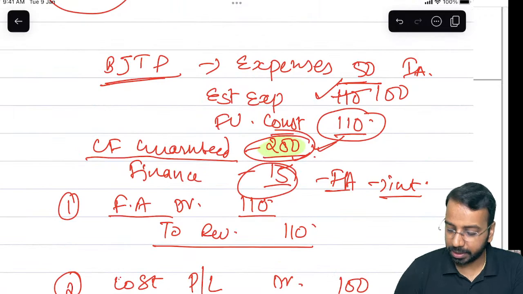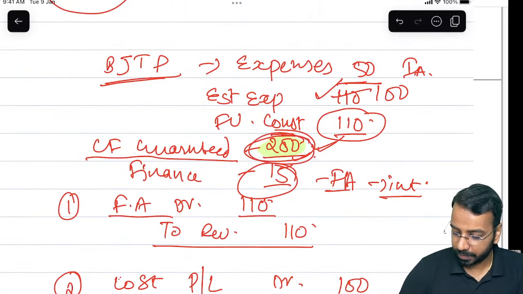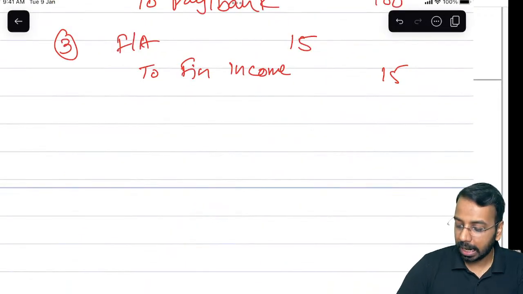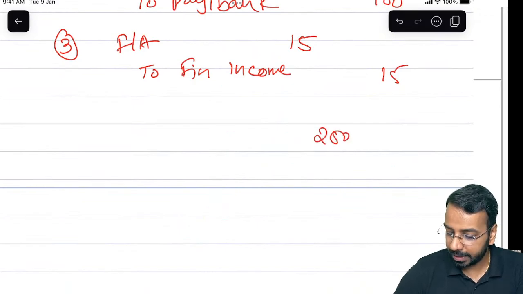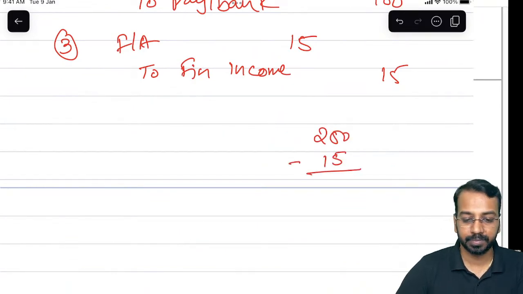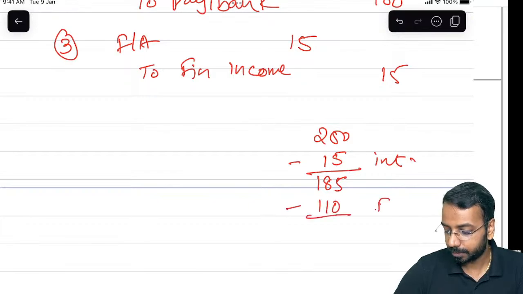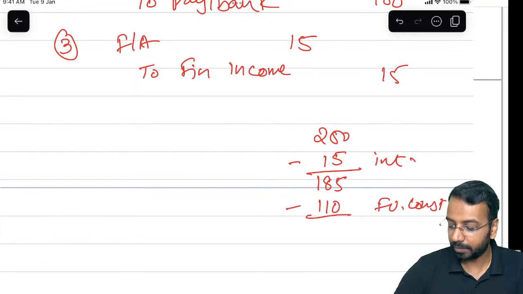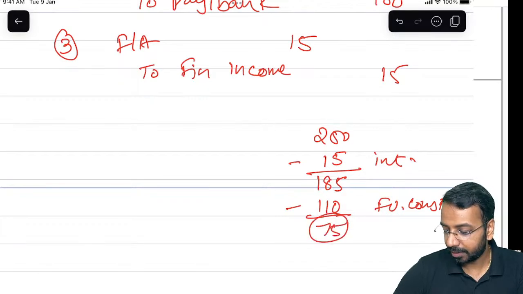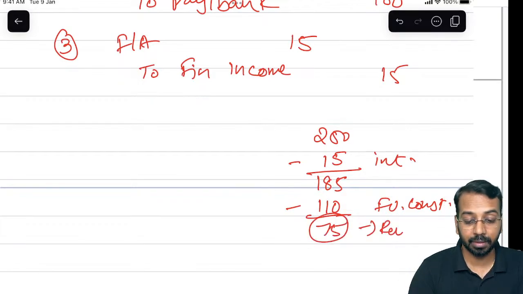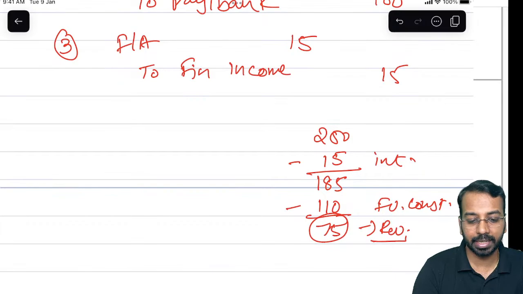Now, the cash flow guaranteed is 200. Think of this. Out of this 200, 15 is my interest income. So I am left with 185. Out of 185, 110 is the fair value of construction service. So 75, whatever is left over, will be my revenue for the operating part. That is how you will record the transaction.